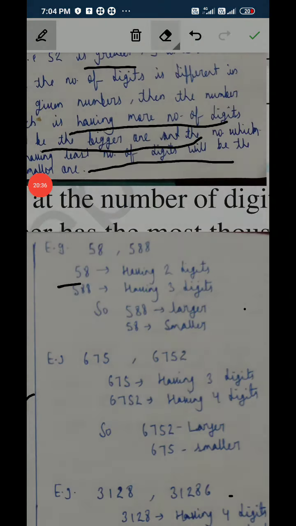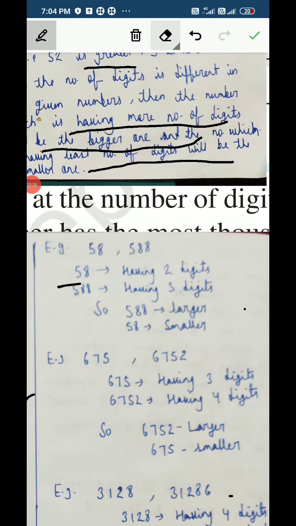So to make it clearer, let's take another example. 58 and 588. 58 has 2 digits, while 588 has 3 digits. So obviously 588 will be the larger one and 58 will be the smaller one. Let's take another example. 675 and 6752, a 3-digit number and a 4-digit number. So obviously the number which has more digits will be the larger one and the other will be the smaller one.